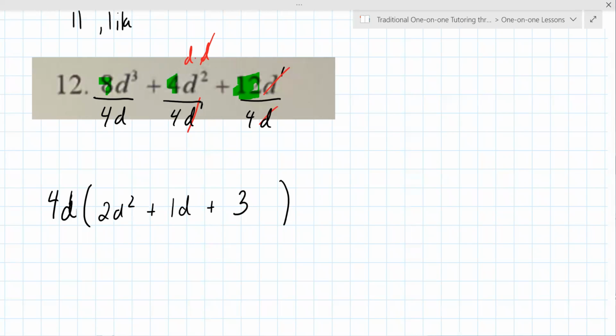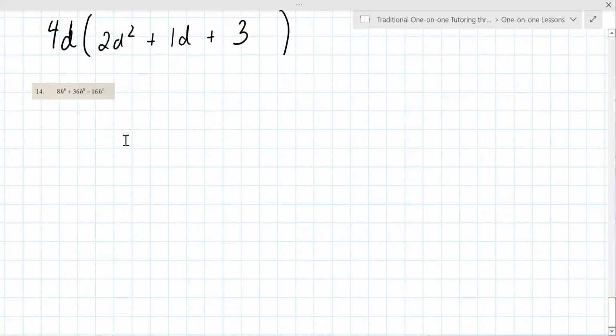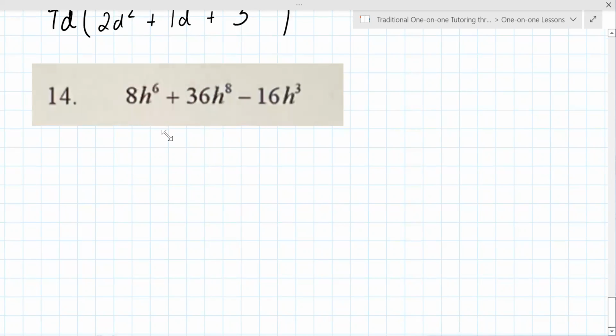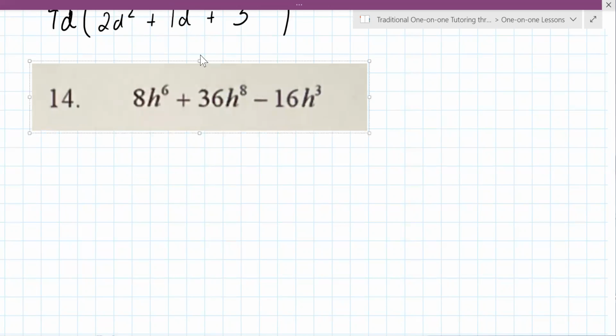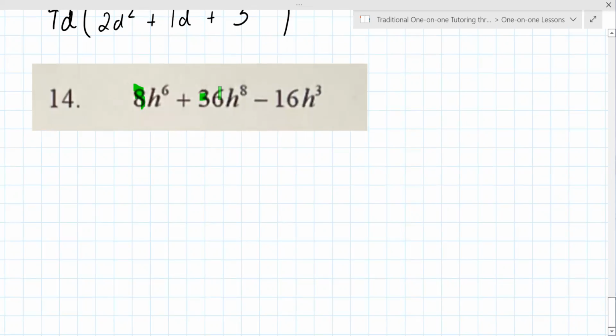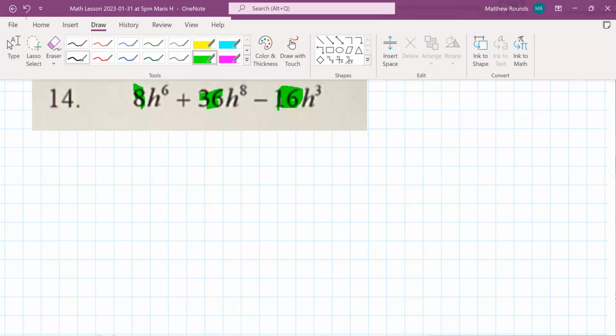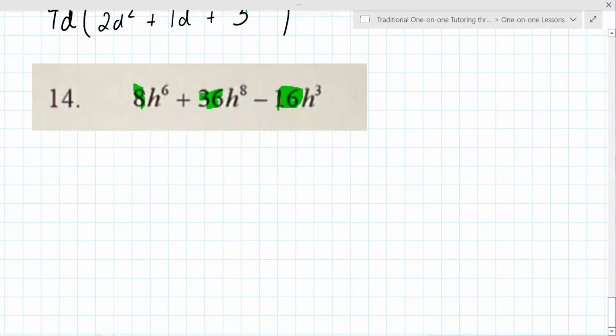Is that okay? Yeah. All right, so 14 is the next one to look at. It's really, really similar to this one. So same thing here. You look at the 3 coefficients, 8, 36, and 16, and you figure out what is the number that goes into all of those. 8. 8 does not go into 36. So it's not always one of the digits or one of the numbers here.